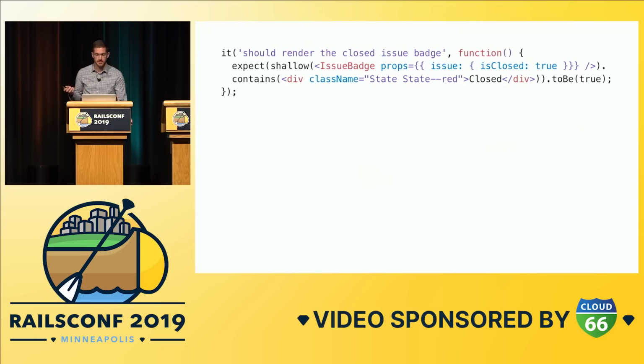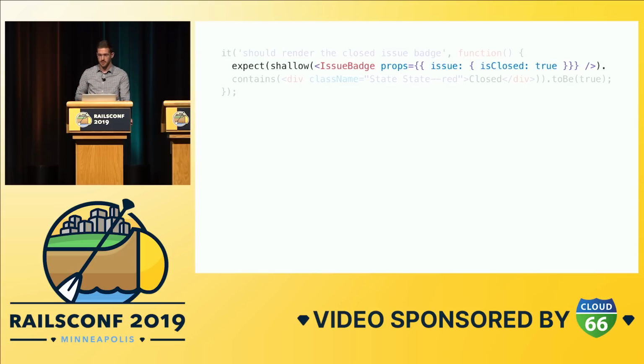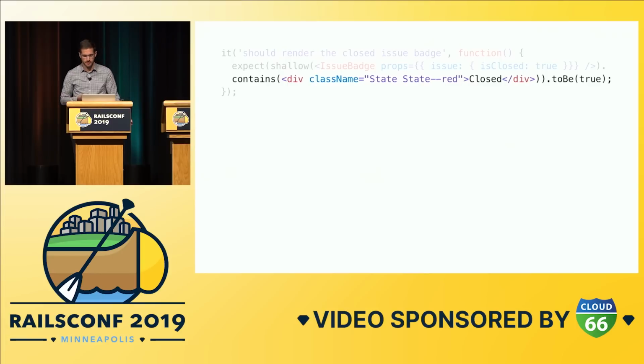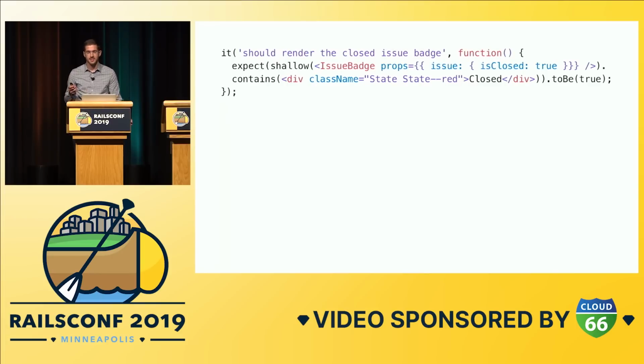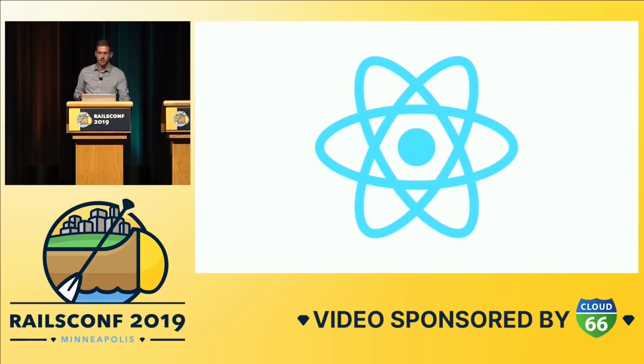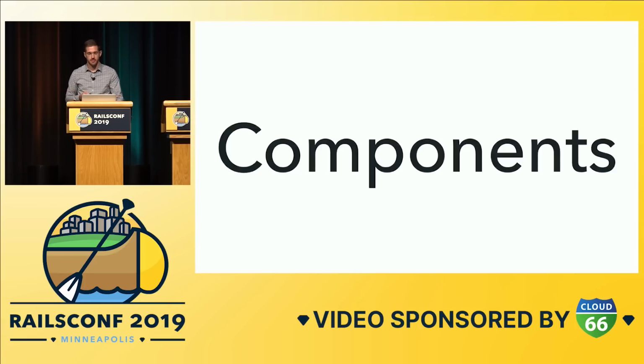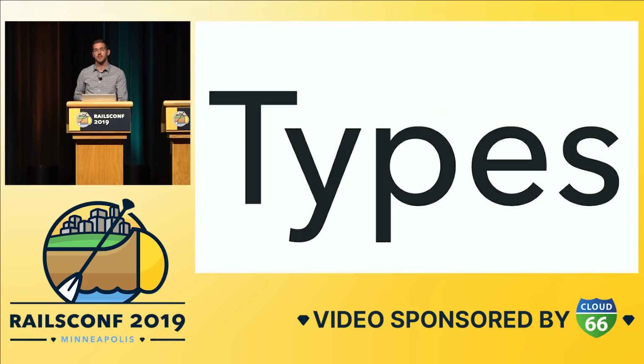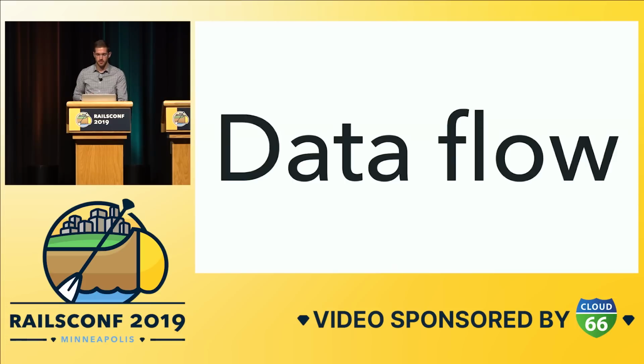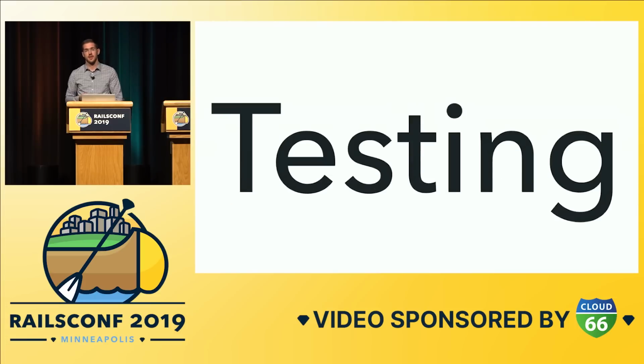So here's an example test that renders the component directly and then asserts against the output. What's great is that this test runs without touching the database or the controller layer, which means that it's really, really fast. So to recap, React has components that render HTML, types that give us confidence in our inputs, simplified data flow, and lightweight testing and isolation.